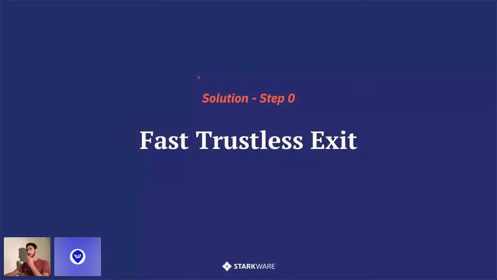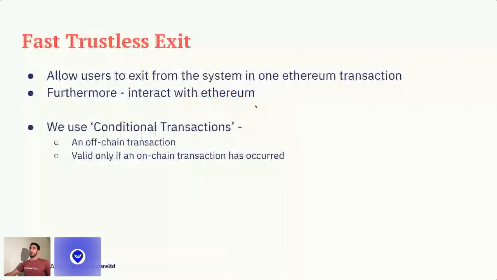Let's see how. So step 0, which is already implemented in our upcoming version, for which at the end I will share a bit more on timelines, but it will come in the coming weeks, is fast and trustless exit. The purpose of this step is to allow users to exit from the system in one Ethereum transaction. What does it mean? It means that we are not dependent on proofs, right? And the cost is one Ethereum transaction. And furthermore, we want to allow users to interact with Ethereum, not only to transfer funds to their account, but maybe to see more interactions, and we'll see in a second.